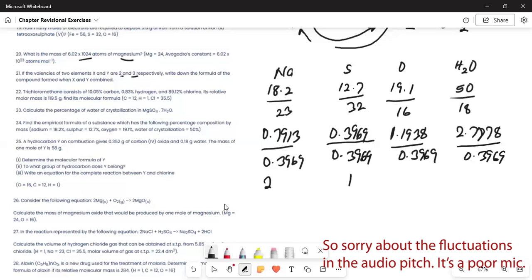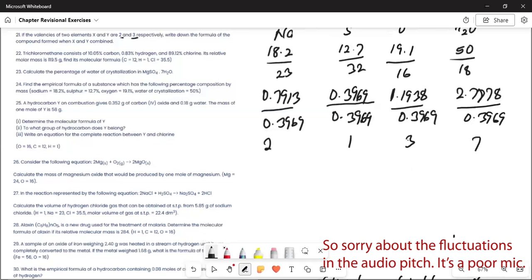Then 1.1938 divided by 0.3969. That is 3 approximately. Then 2.7778 divided by 0.3969. That is 7 approximately. Now recall that this 7 is for a group, which is water of crystallization. So this is not number of atoms, rather it is number of moles, since I'm taking this as a group. Unlike this other one for sodium, sulfur, and oxygen, this is going to be placed as the number of atoms.